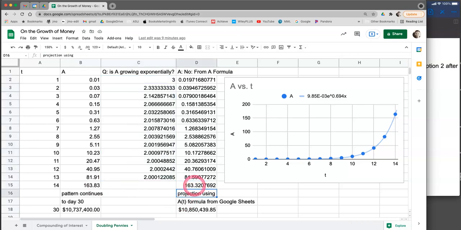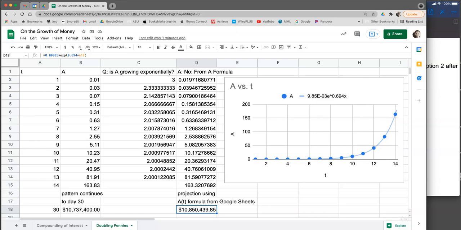The final implication is that if you were to use this formula from Google Sheets and put in 30 days, the formula predicts that you'll get $10,850,000, when we know that the exact amount we're going to have is $10,737,000. So the formula predicts that you'll have about $80,000 more than you'll actually have, which is not a small amount to be off by.